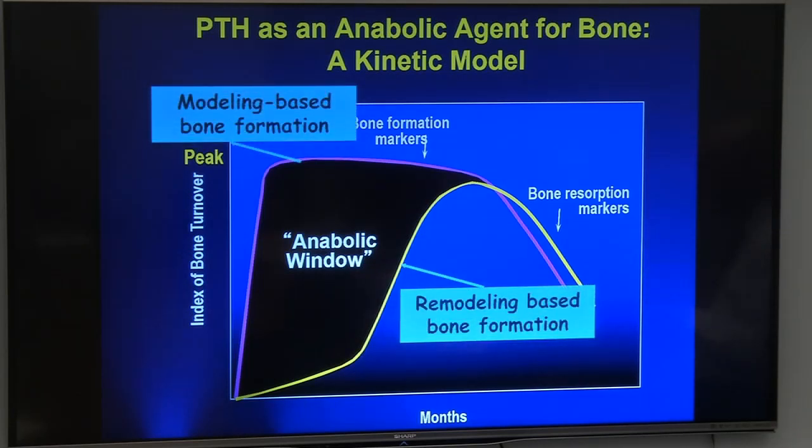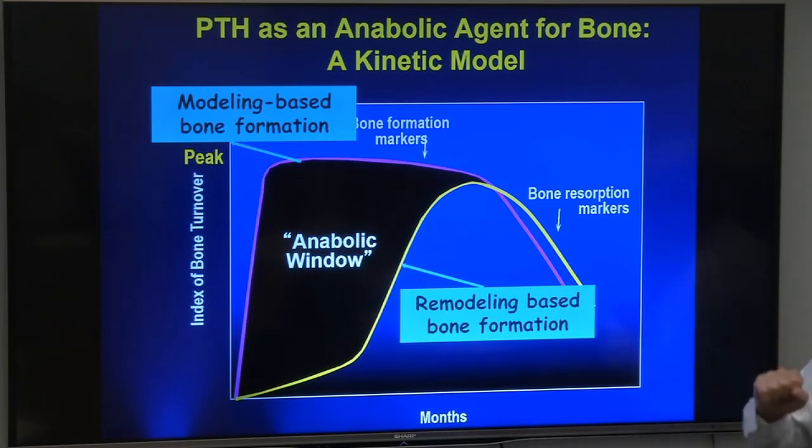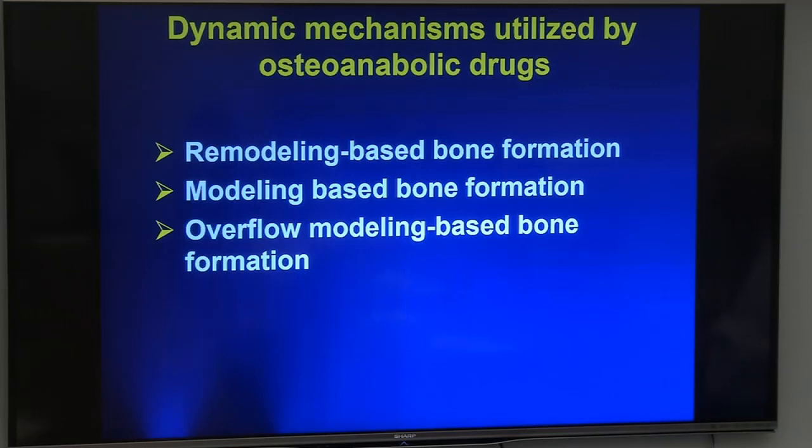With regard to the initial actions of PTH, it would appear that this is modeling based, while the secondary effect, but ultimately the predominant effect, would be remodeling. Remodeling based bone formation would argue that there's more bone formed than lost. So it's remodeling, but it's in positive balance. So what David has suggested is that we've got three things to deal with: remodeling based bone formation, modeling based bone formation, and then a third concept, which he calls overflow modeling based bone formation.